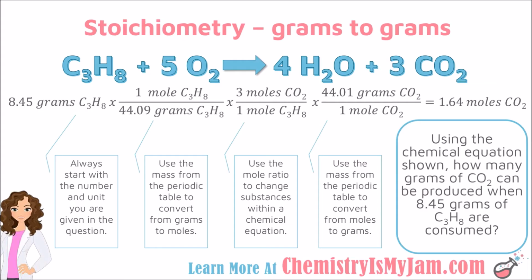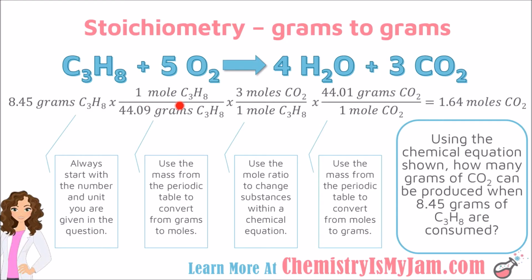So you always want to start with the number and the unit that you're given in the question. So 8.45 grams of C3H8. At this point, whatever unit you start with goes on the bottom of the next fraction. So grams of C3H8. The only place you can go from grams is to moles of the same substance. So moles of C3H8 goes on the top. Whenever you convert between grams and moles, your conversion factor is from the periodic table. 44.09 is the molar mass off the periodic table. That's adding up the masses of 3 carbons and 8 hydrogens.